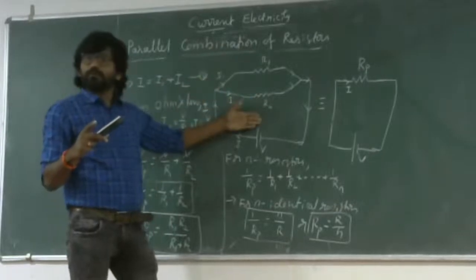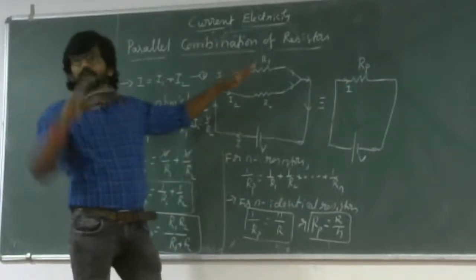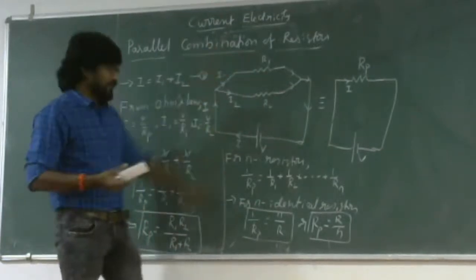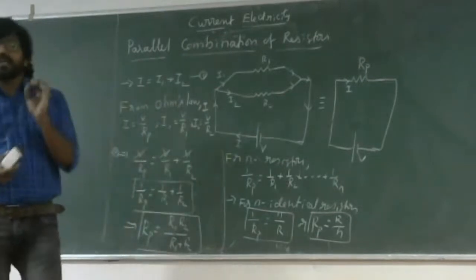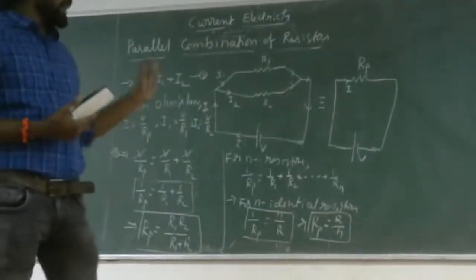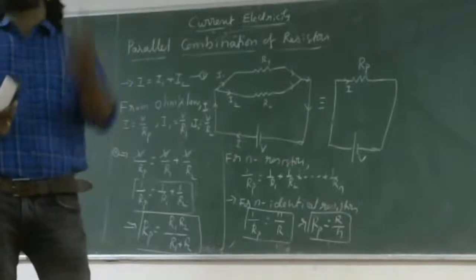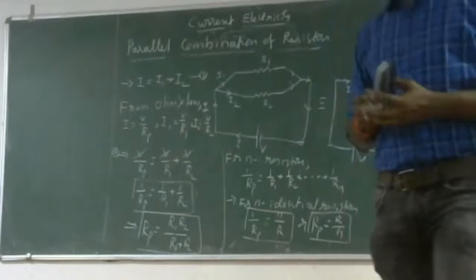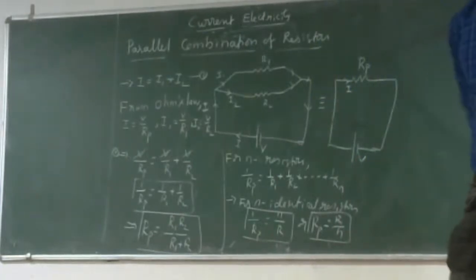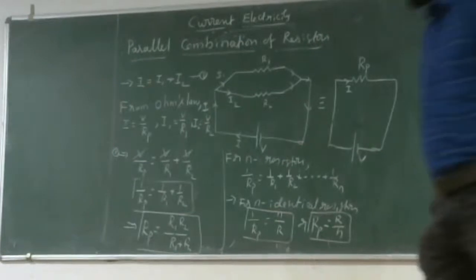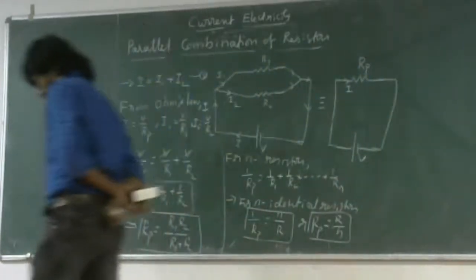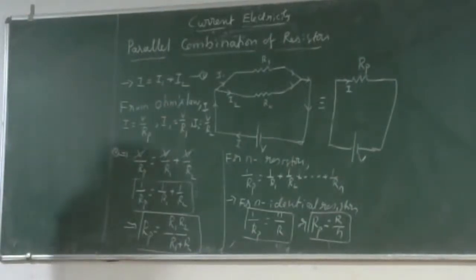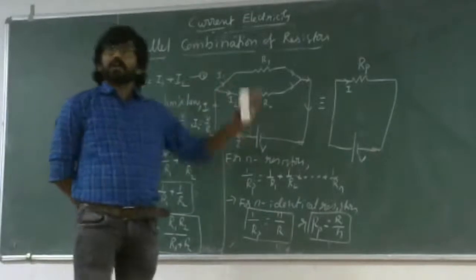3 ohm and 3 ohm: the effective resistance will be 3 by 2, which is 1.5, so it is less than 3 ohm. That's what you can understand. So you can conclude that in parallel combination, Rp will be less than the least one in the combination. Right? Fine. This is briefly about series and parallel combinations.